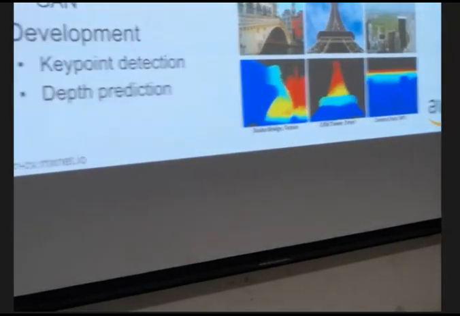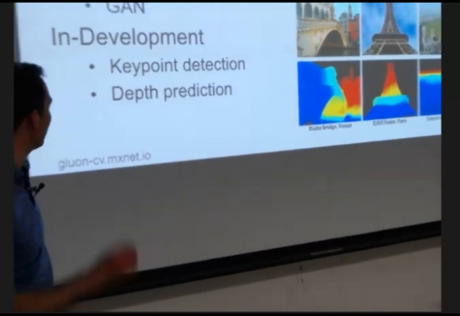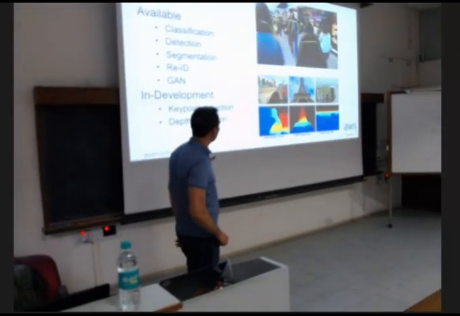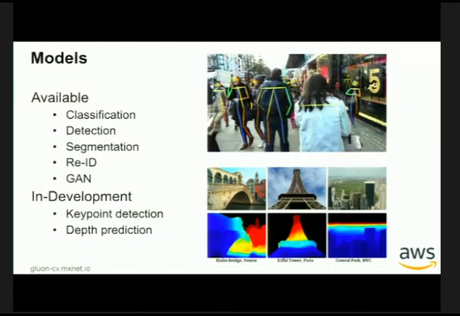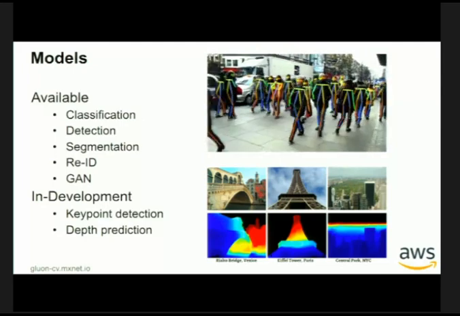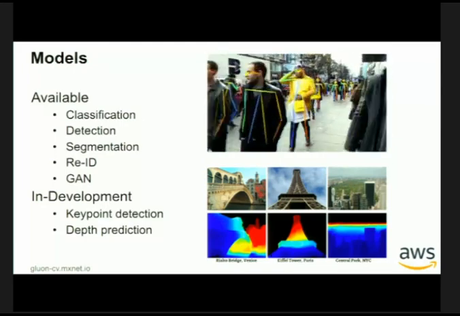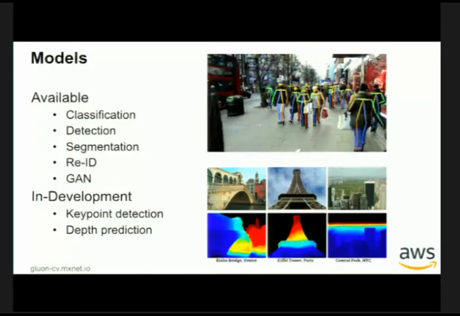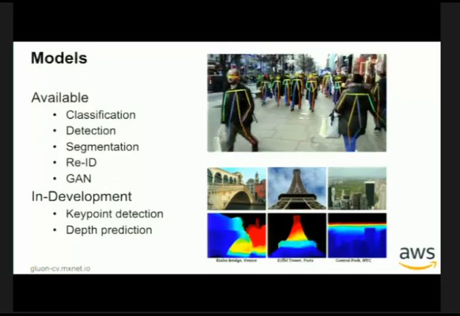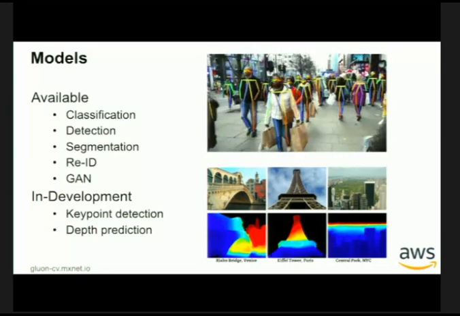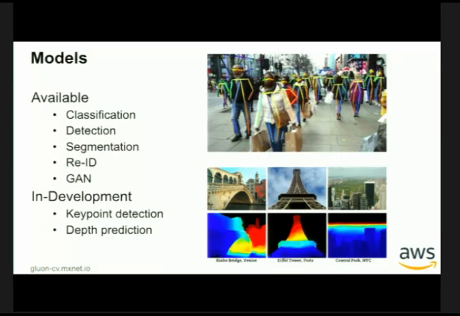What do we have in the network? In GluonCV, we have pose estimation. That's the pose estimator running on a video, and I think it works kind of okay. Re-identification and GANs, there's some work in there. Expect a lot more in that. Keypoint detection and depth prediction, expect a lot more in there as well. So this is basically what you can find right now.